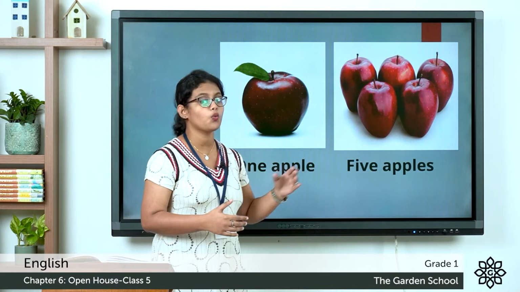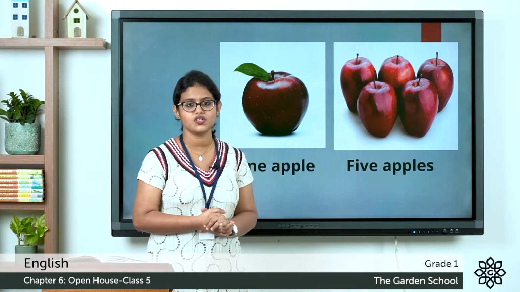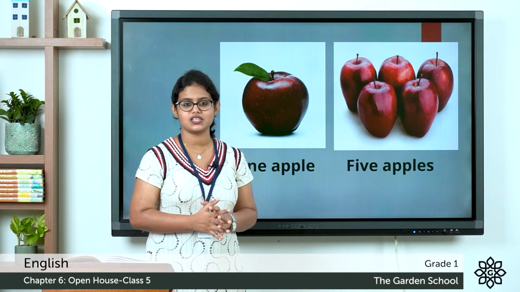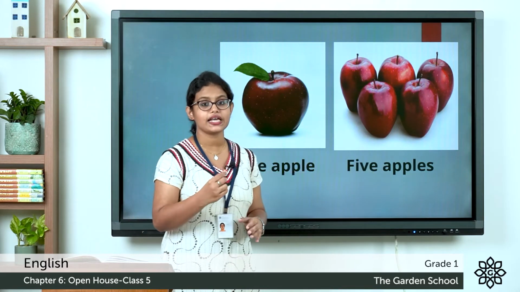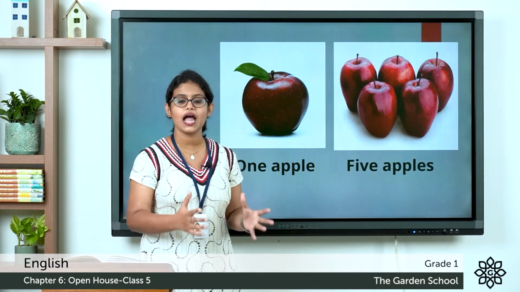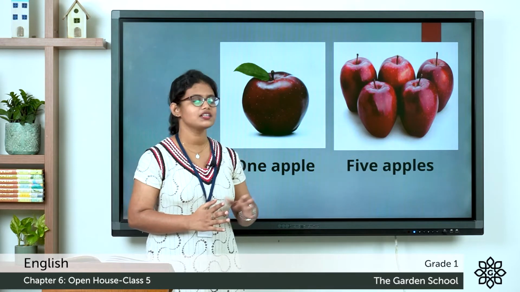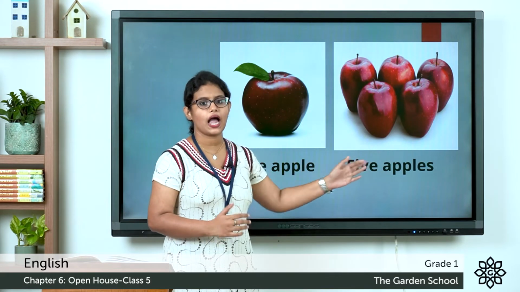It's more than 1. How many? 5. So we say apples. Why? Because it is more than 1. So we add S at the end of the word apple. So it becomes apples. 5 apples.